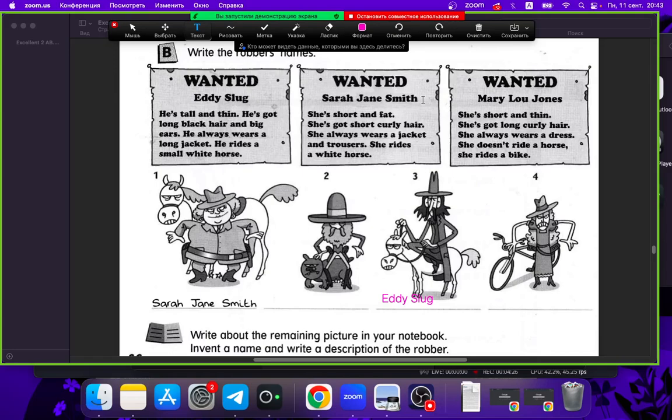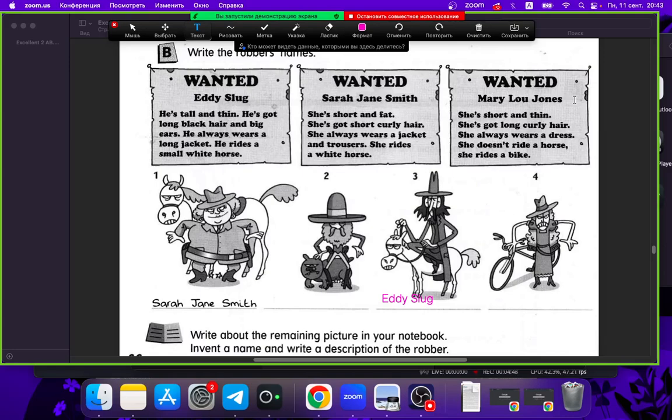Wanted, Sarah Jane Smith. She's short and fat. She's got short, curly hair. She always wears a jacket and trousers. She rides a white horse. So there are two women, yeah? But this one is fat. So this is the example. Sarah Jane Smith. Let's go on.